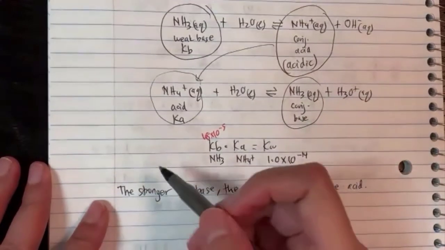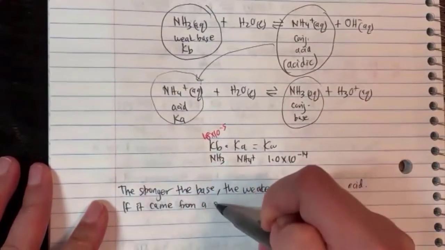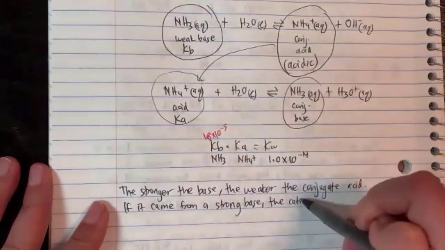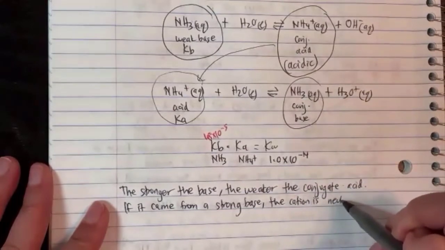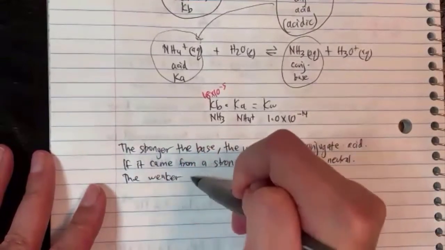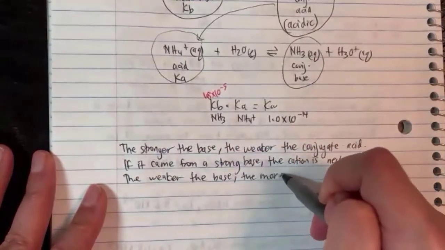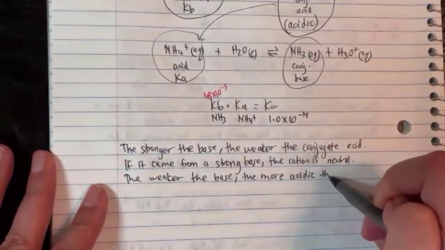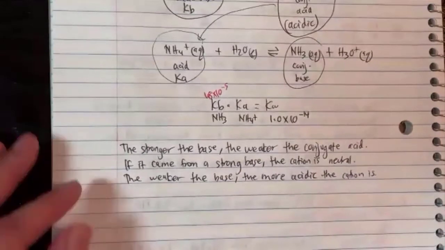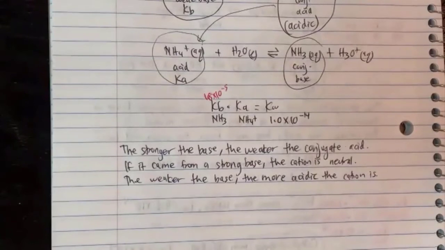Okay, if it came from a strong base, the cation is neutral. The weaker the base, the more acidic the cation is. So it's exactly the same as the story for the anion and weak acid basic properties then.